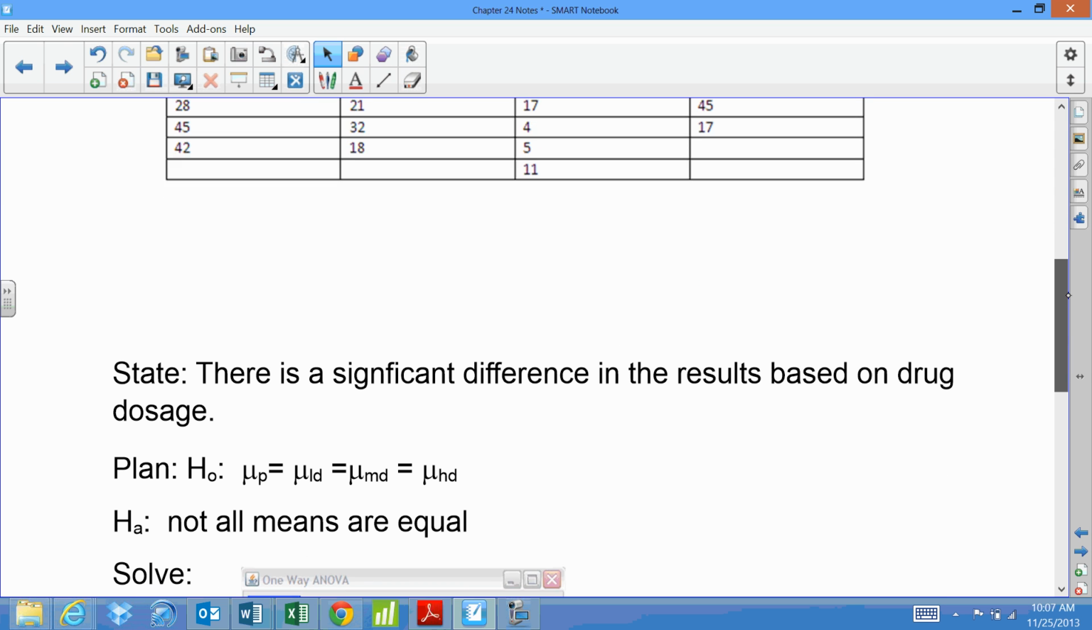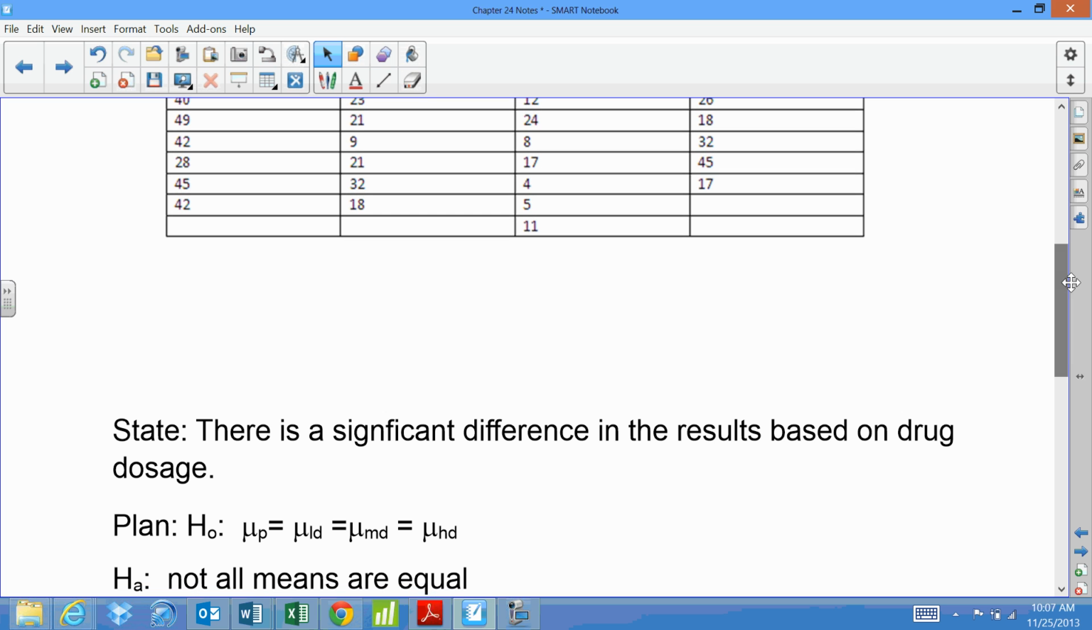So our null hypothesis is that the mean of each group is equal. The mean of the placebo equals the mean of the low dose and so on. We are testing against our null hypothesis, and our null just says across the board everything is the same. We want to prove that somewhere at least one of the means is different. We can't say that all the means are different because there is a possibility that two of them have the exact same mean. We don't know that, but we want to prove somewhere that there might be a difference. So our alternative is that not all means are equal.